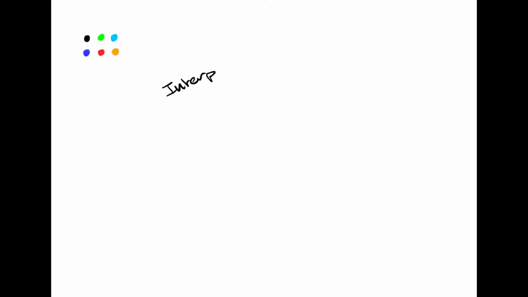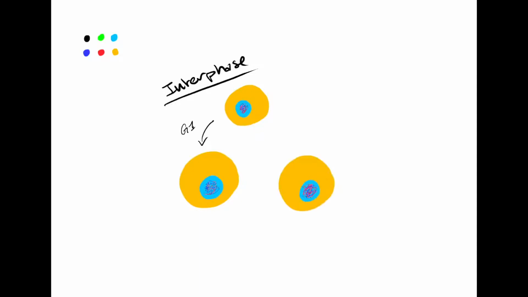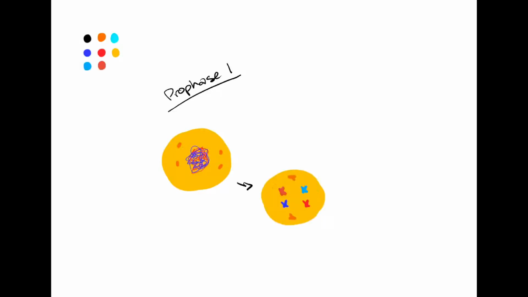The first step of meiosis, known as interphase, is exactly the same as it is in mitosis. It's just cell growth, DNA replication, and a little bit more cell growth. The second phase, known as prophase 1, is also very similar to prophase in mitosis. That is, the nuclear envelope disappears and the chromosomes attach themselves to centrosomes using microtubules. The only difference is that chromosomes that have the same set of genes and are of similar sizes, called homologous chromosomes, will pair up with each other before being attached to spindle fibers.